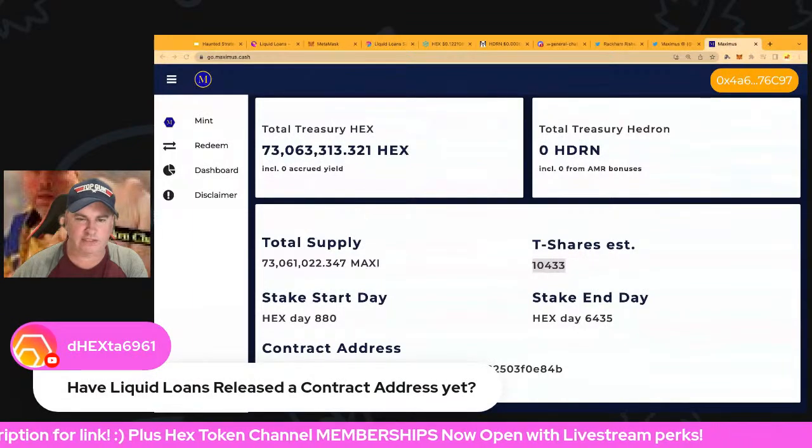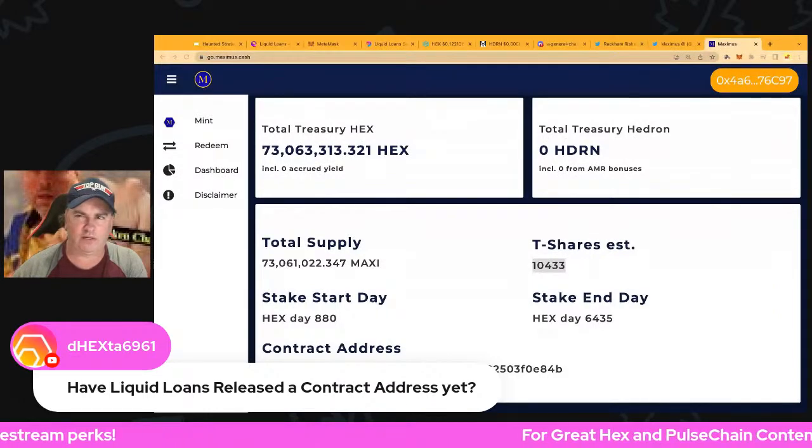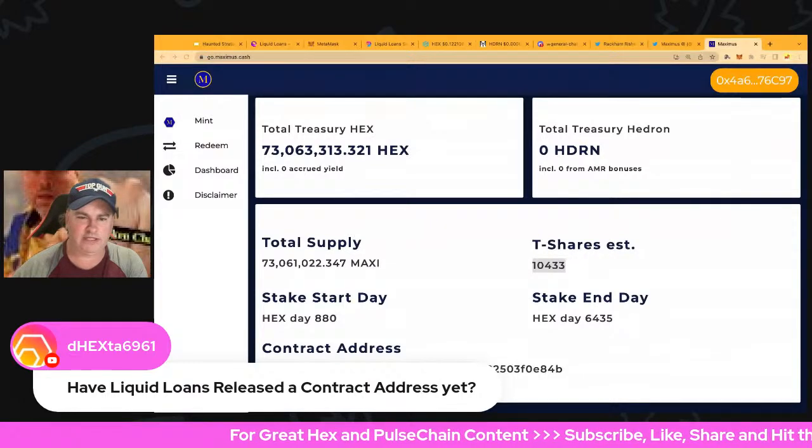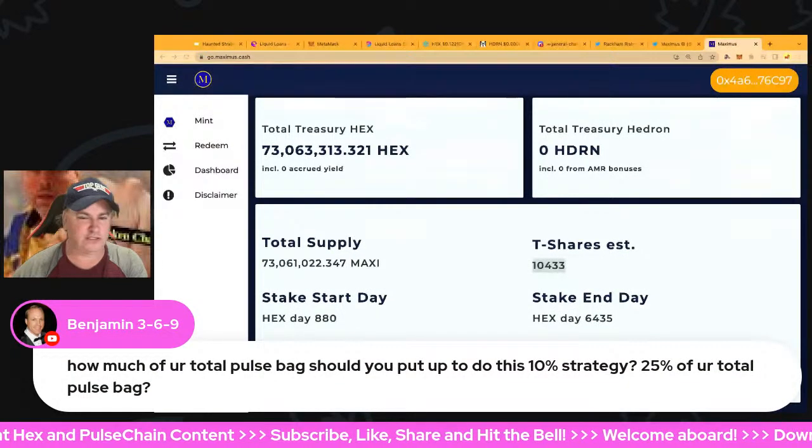Have Liquid Loans released a contract address yet, says DX. No, that won't launch until they launch the updated audit, I think. I don't think they've launched any code, from memory. I've watched quite a bit from the CEO, but I don't recall that. I probably knew the $2,000 too. I just forgot about it.